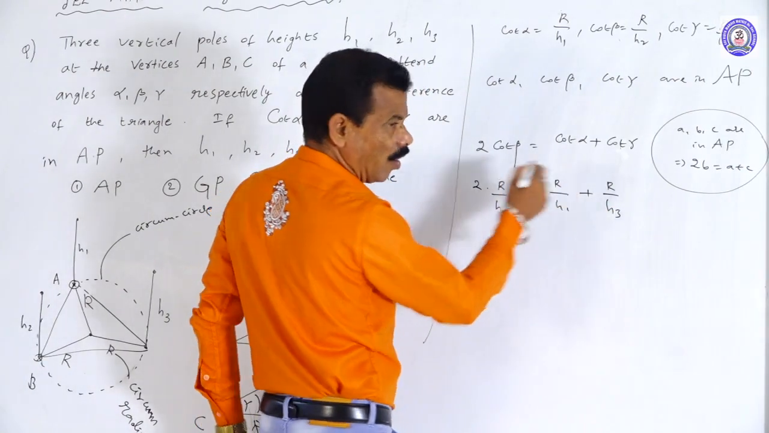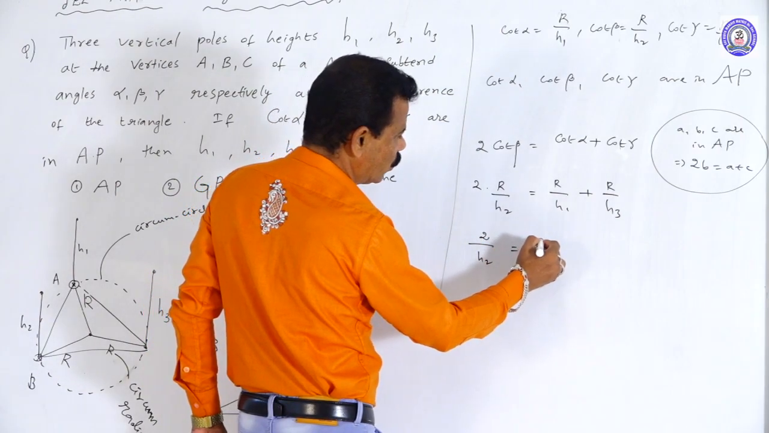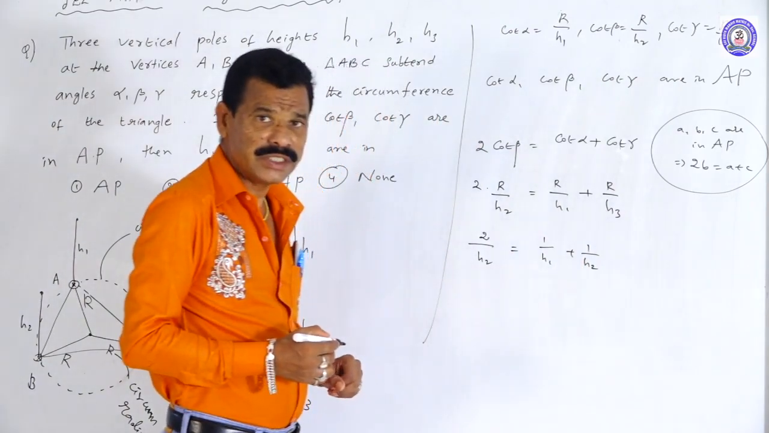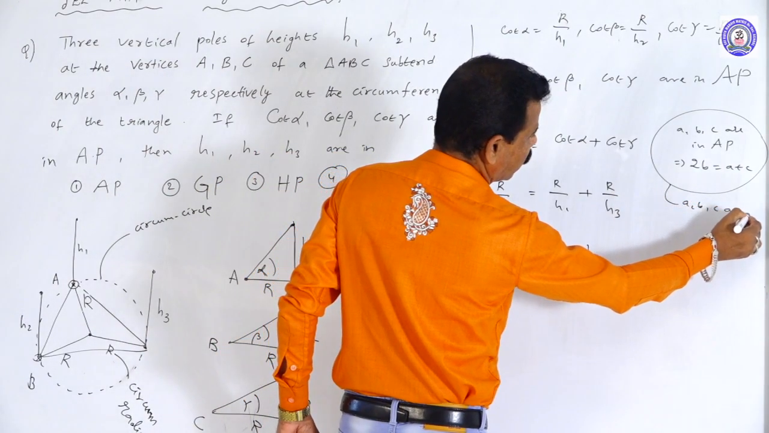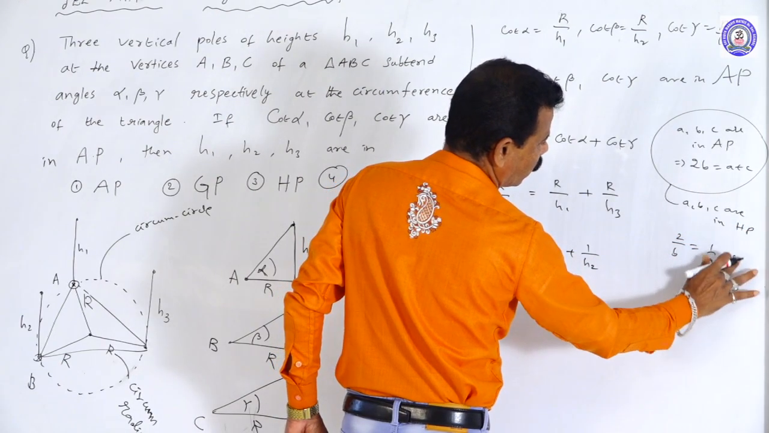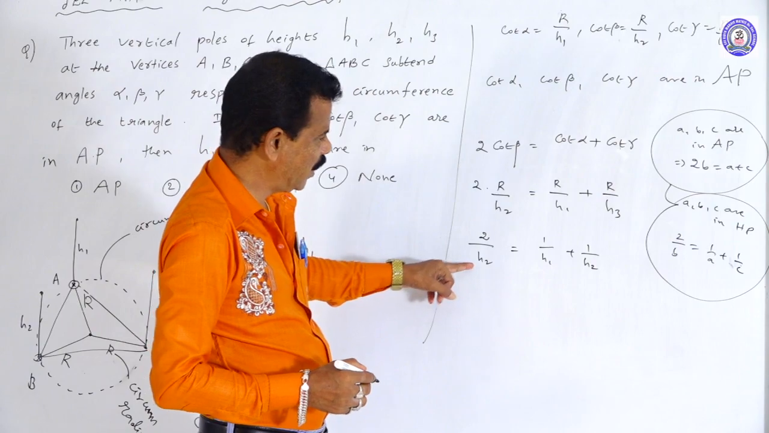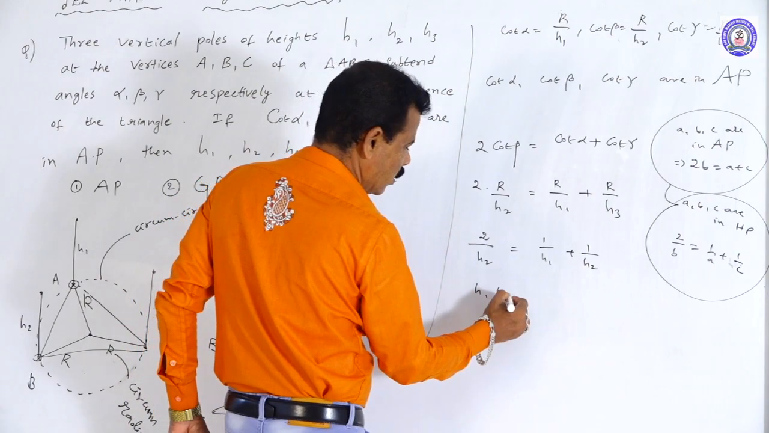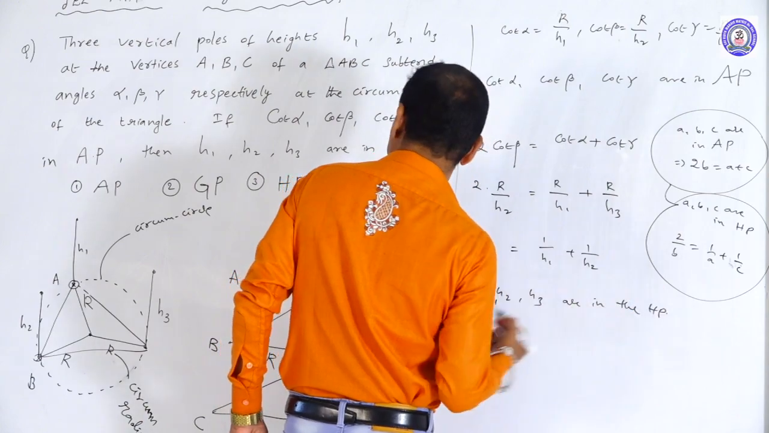Here R is common, so R gets cancelled on both sides. Remaining, 2 by h2 is equal to 1 by h1 plus 1 by h3. So this condition is in HP. HP condition: if A, B, C are in HP, then 2 by B is equal to 1 by A plus 1 by C. So h1, h2, h3 are in HP.